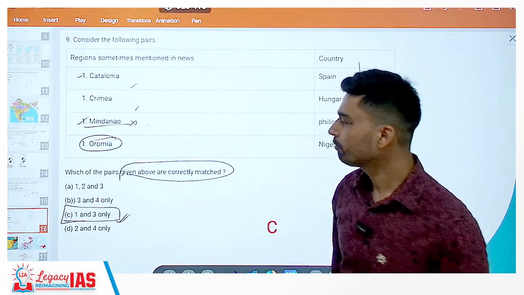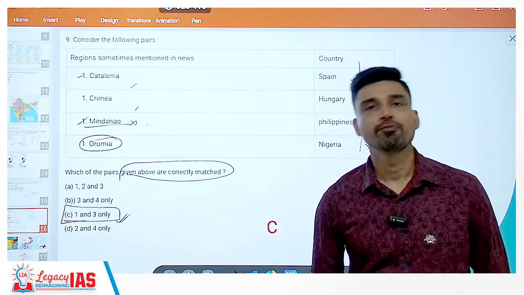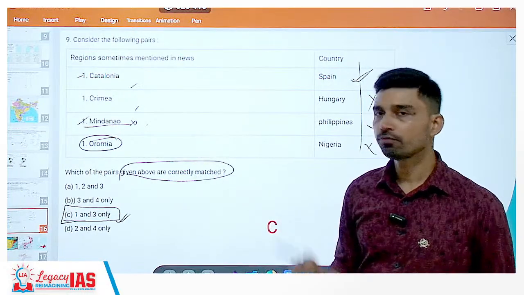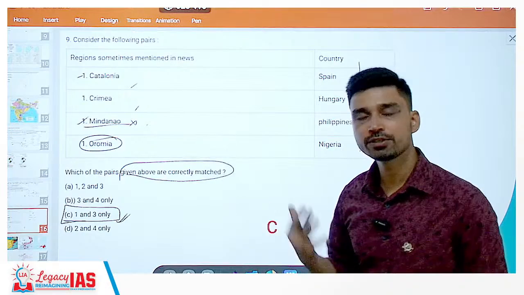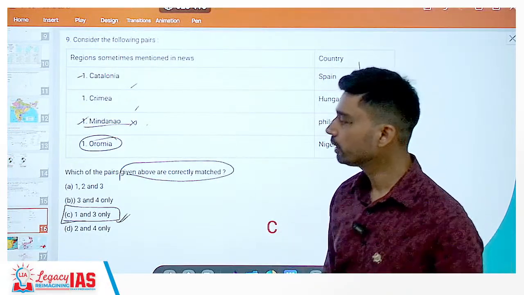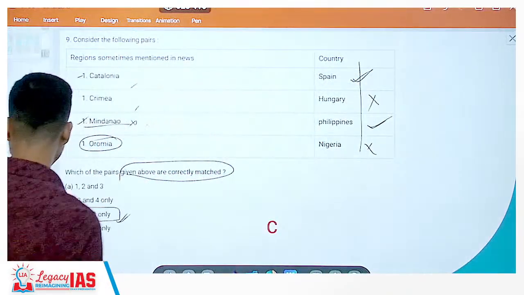So a simple, straightforward question. If you have been following current affairs, these kinds of regions you will not be able to miss. And when you come across this kind of regions which are in the news, cities, states and all these, make sure that you know their locations as well.